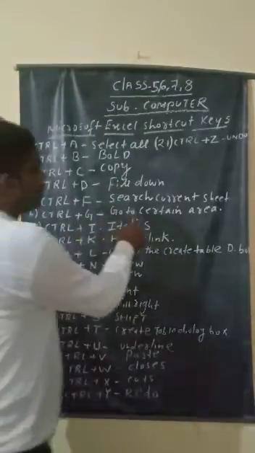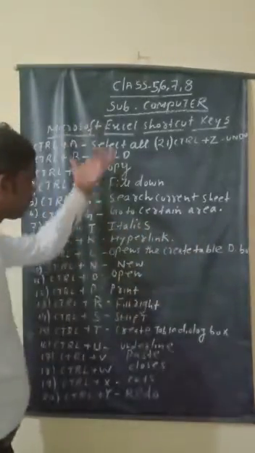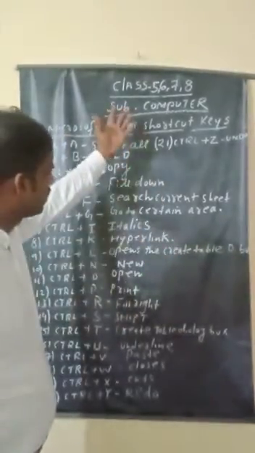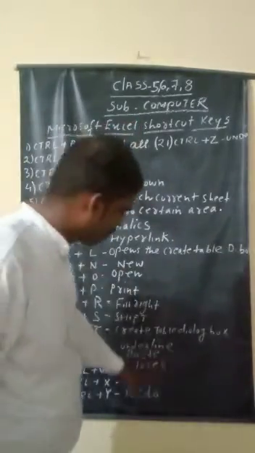Control plus G, go to a certain area. Suppose you want to go to the outside, we go to the outside. If you go to the end, you go to the end point.